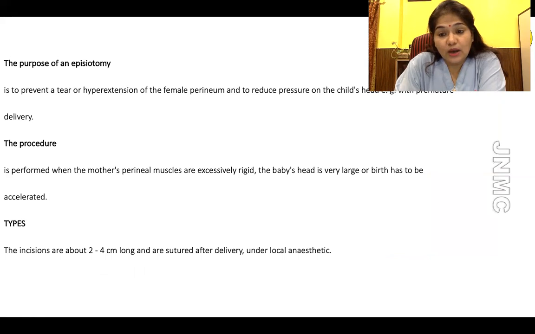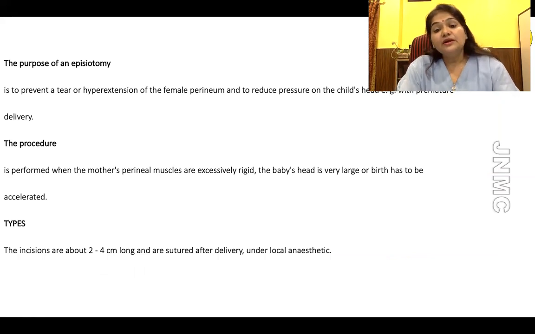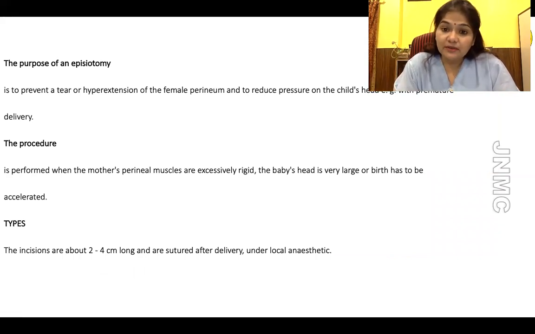Then how it prevents the injury to the pelvic floor, because you have hastened the second stage of labor. It reduces injury. It reduces that unplanned tear which can extend into the rectum or into the anus. So it is always better to have a surgically planned incision in the form of episiotomy.